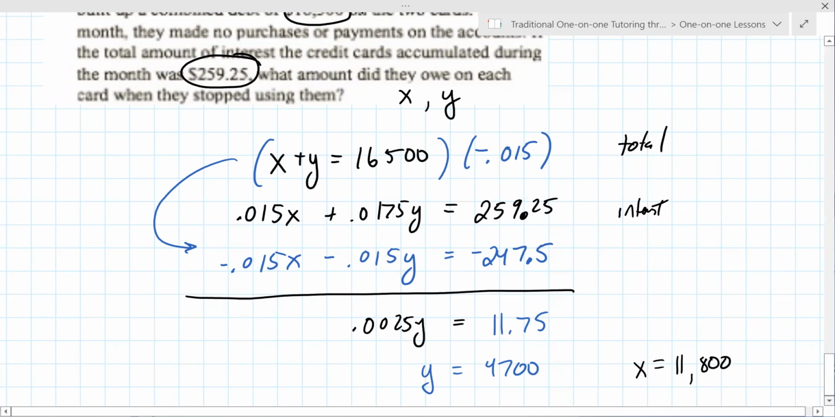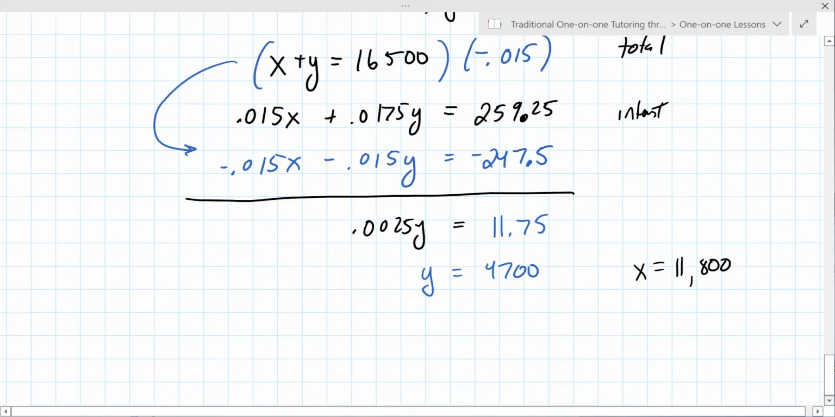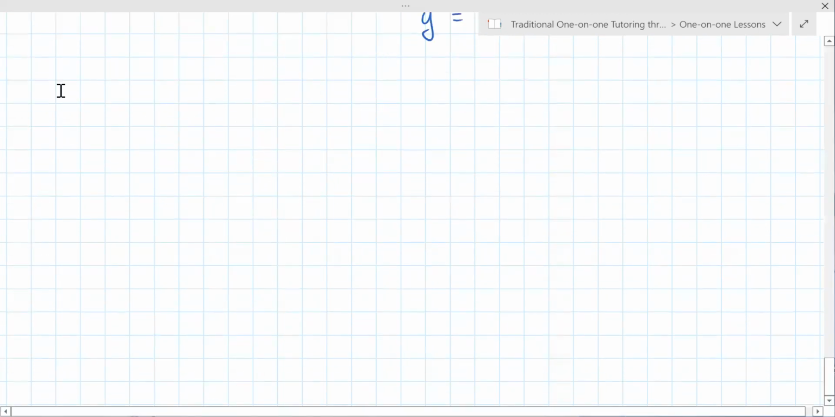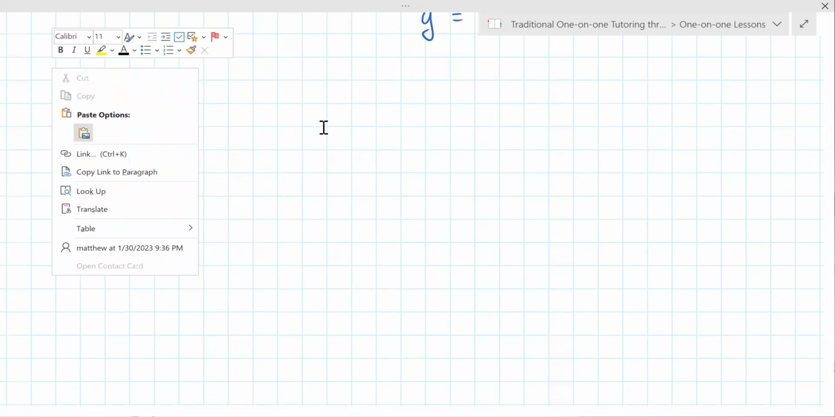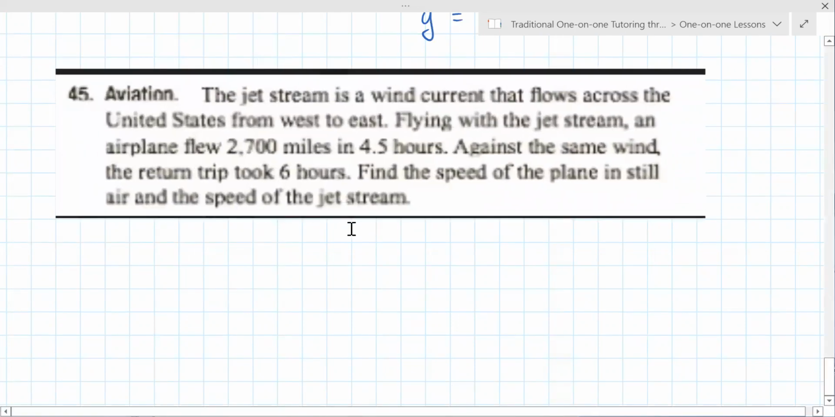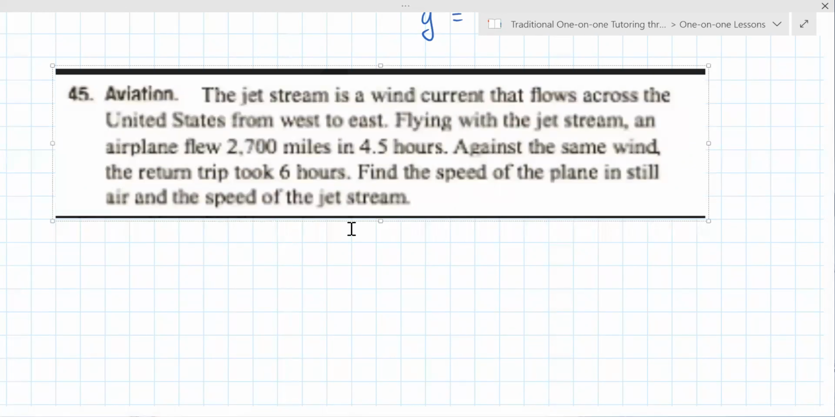Any questions on that? Because we're about to transition away from the money problems. No, I'm good. Thank you. All right. The next two problems are the upstream, downstream, upwind, downwind problems. Sometimes it's good to draw a picture.